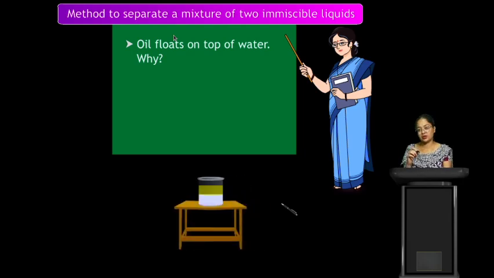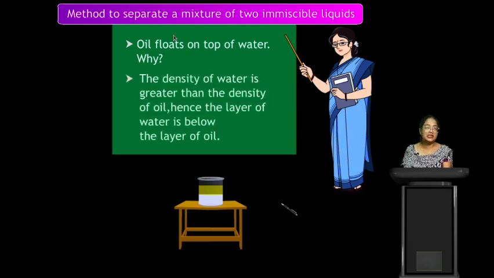See, you can see two separate layers, no? We just spoke about this. Let's recall again. The density of water is greater than the density of oil. So oil is lighter than water. Hence, the layer of water is below the layer of oil. Why? Because the water is heavier than the oil. That is why water settles at the bottom and oil settles on the top. That is why we see two layers.